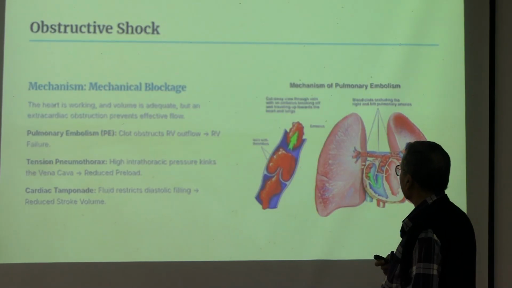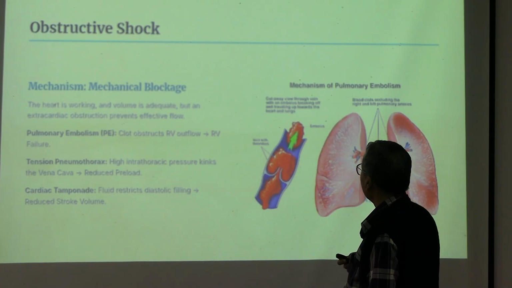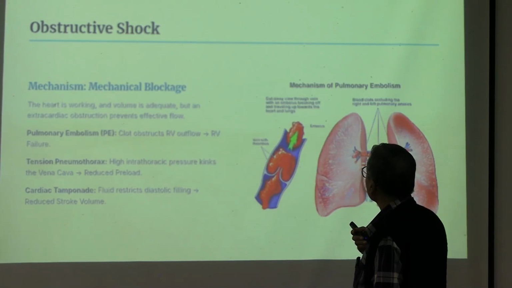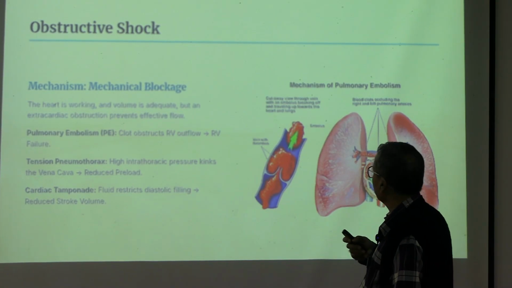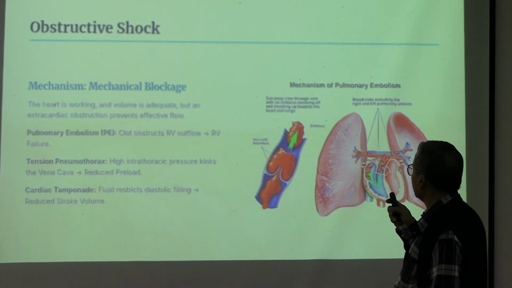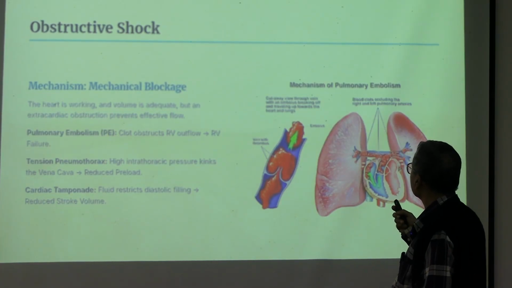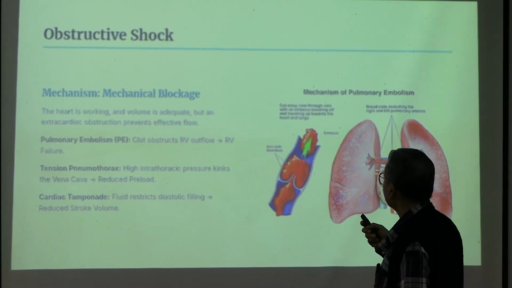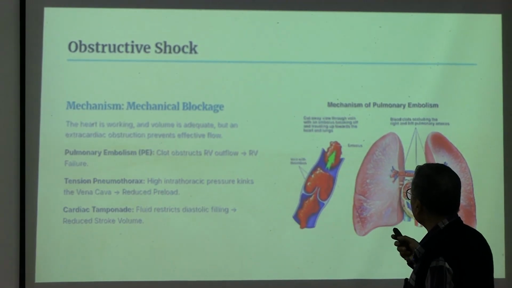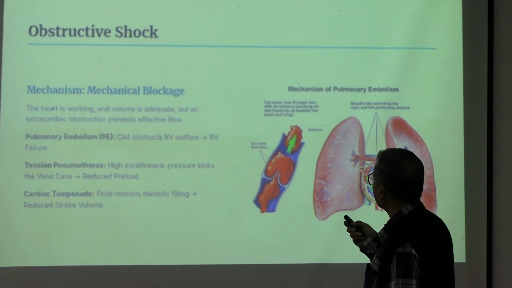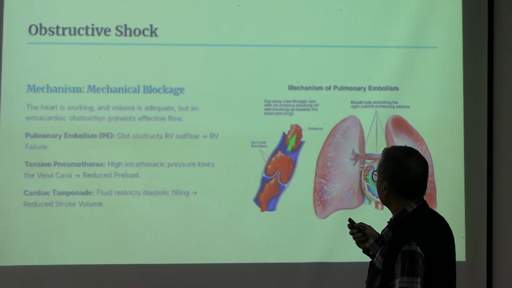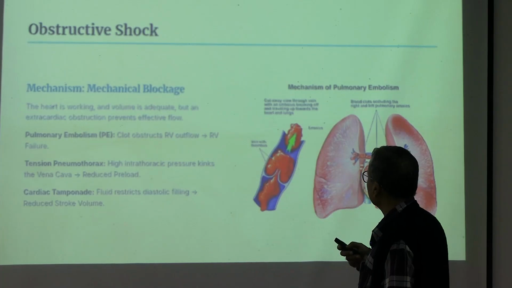Now, obstructive shock. When there is a mechanical blockage, how does the mechanical blockage occur? Pulmonary embolism: a clot obstructs the RV outflow and causes right ventricular failure. Tension pneumothorax: high intrathoracic pressure kinks the vena cava, which results in reduced preload.